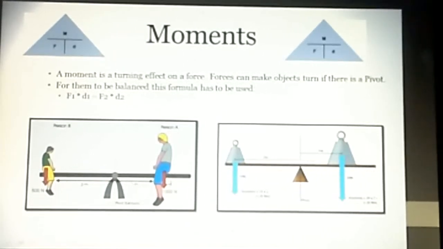In the picture you can see that this boy here weighs more than this one, and it's smaller, so to balance it, the weight of this boy times the distance between the pivot and the boy has to be equal to the weight of this smaller boy times the distance.